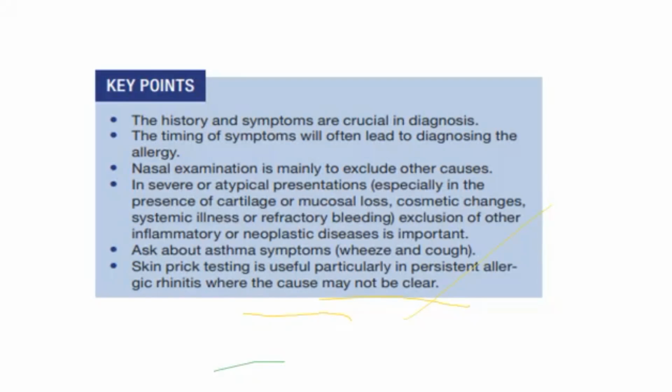So history and symptoms are very important in any disease. Timing of the symptoms is important. Examination is important. In atypical presentations, you have to look for cartilage and mucosal loss, cosmetic changes, and systemic illnesses. You have to look for refractory bleeding, inflammatory and neoplastic diseases, and asthma symptoms like wheeze and cough. You have to consider skin prick testing, especially in long term, persistent allergy where the cause is not clear. And if that also goes wrong, you have to go for the radioallergosorbent test. And if that also goes wrong, you have to go for the nasal provocation test.